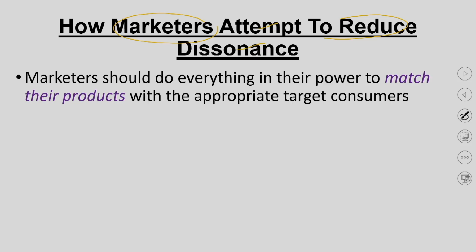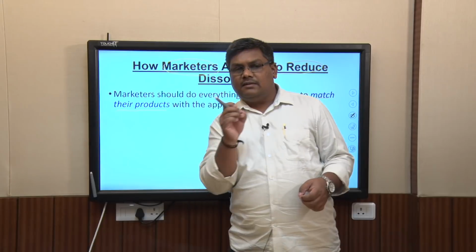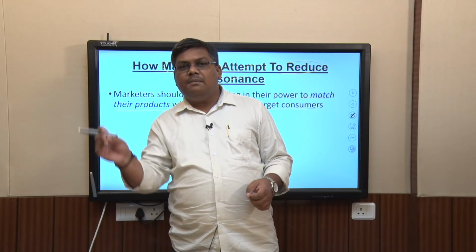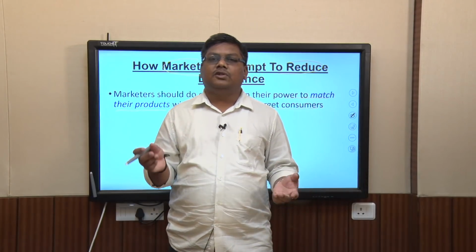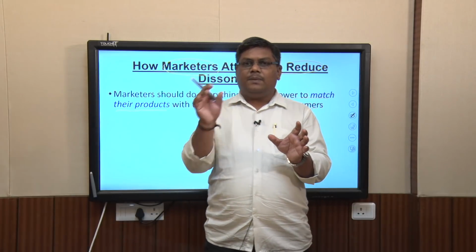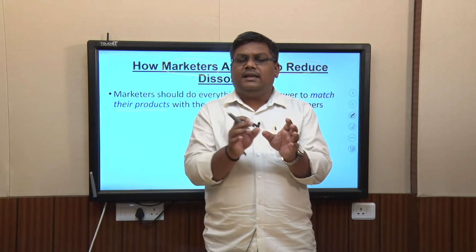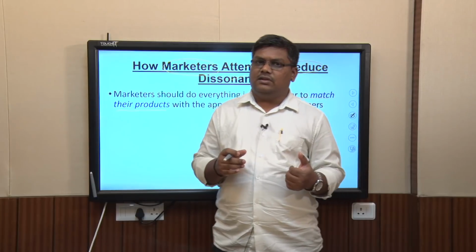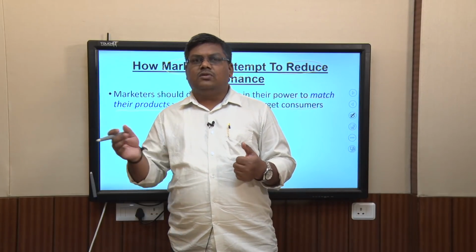Now, there are certain things that the marketer can also do to reduce dissonance. So, what can the marketer do to reduce dissonance? First of all, they should match the products with the appropriate target consumers. They should understand what the consumer is wanting, what benefits the consumer is wanting, and match the product accordingly. They should not give false hope, right. So, the closer the self image of the person is with the product image, and the closer the match between the target consumer and the product, the lesser the cognitive dissonance is going to be. So, never give false hope.